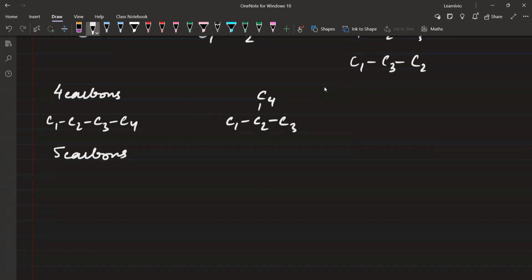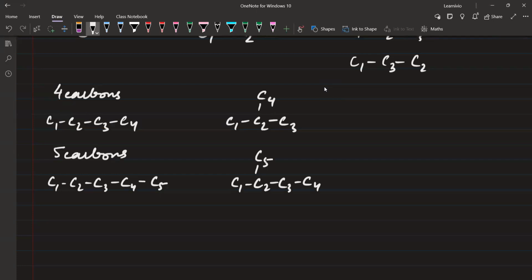Okay. Similarly, for 5 carbon atoms, C1, C2, C3. Another variation is we can shorten the chain length and do C1, C2, C3, C4, and then attach the 5th carbon atom to either the 2nd carbon or the 3rd carbon. So you will attach like this. We can do one more variation where you have only 3 carbon atoms in the main chain. Make sense? Any doubts here? Tell me. No, sir. No doubts, right? Okay. These are the different chain isomers that we have.